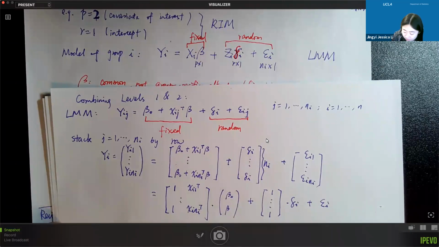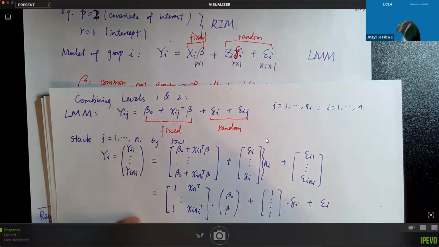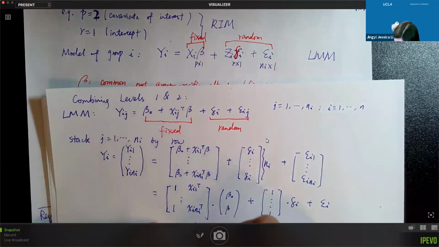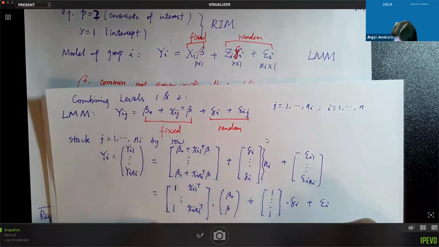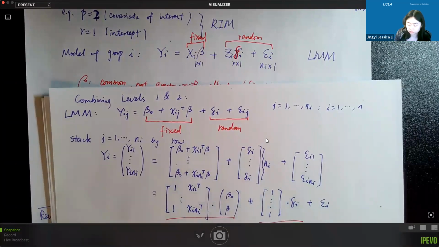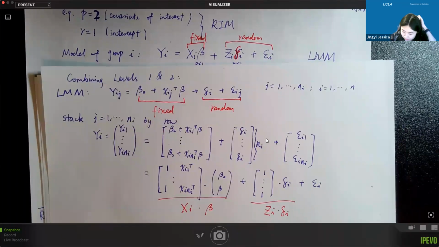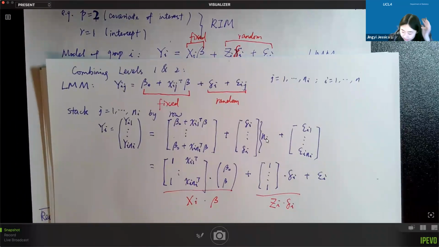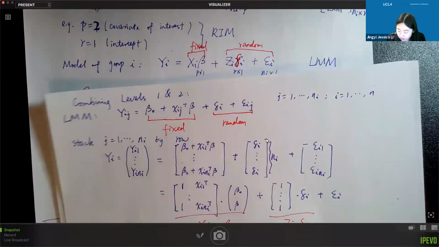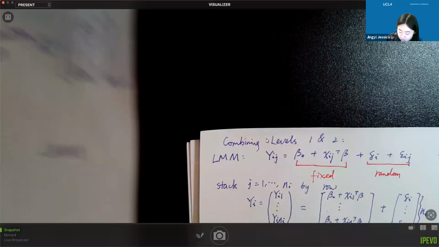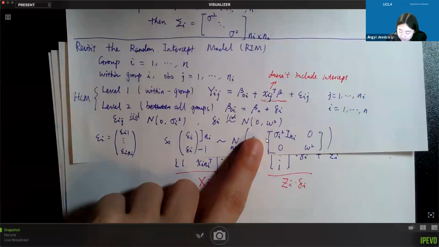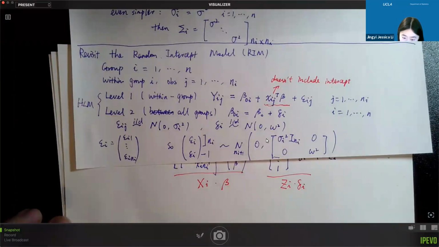Okay, so lastly, let me just give a notation. This is the Xi beta. This is just the Zi delta i, right? So that's it. That's the random intercept model written in the form of the linear mixed effect model. So what I want to say here is that given this model assumption about the random part, I can see something quite interesting.